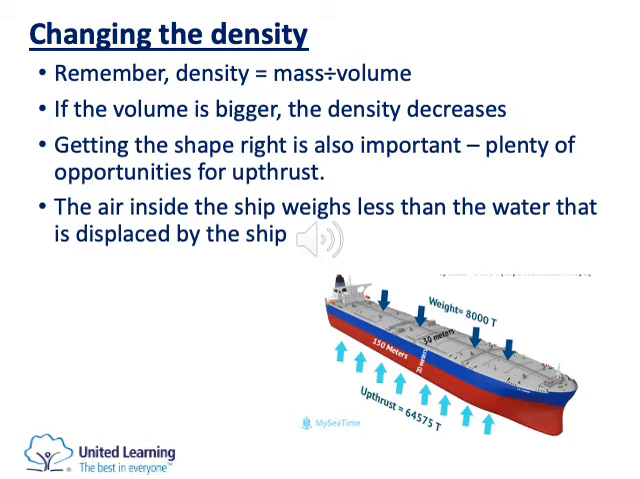And also, don't forget, inside a ship we have lots of air, and air is ridiculously low in density compared to water, isn't it? It's less dense by far. So all of these things add up, and that means ships, even though they're made of metal, can float.